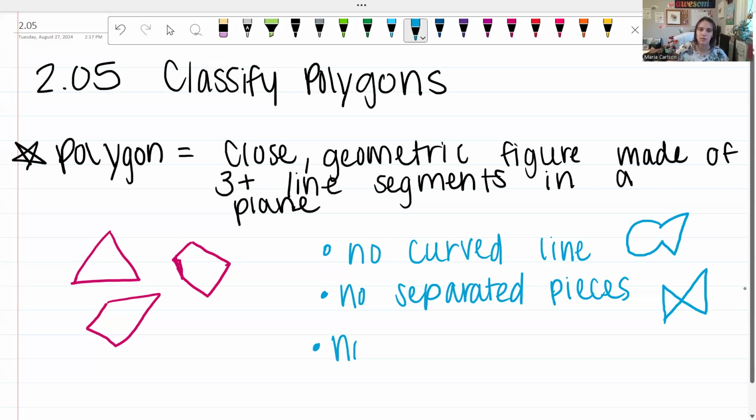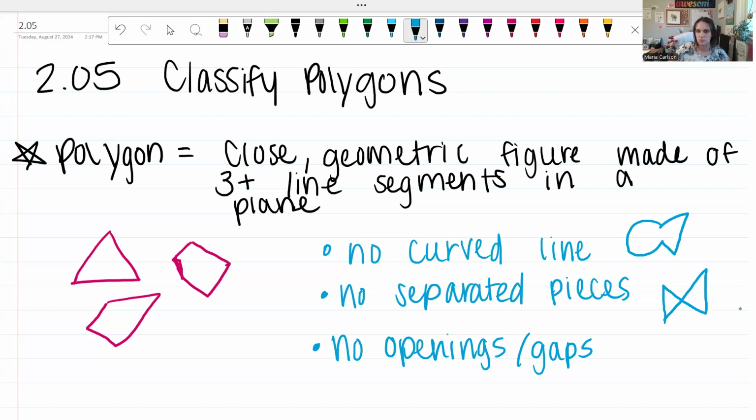And no openings. No gaps. So just because it looks like a rectangle, if it has a little gap in it, that is not a polygon.